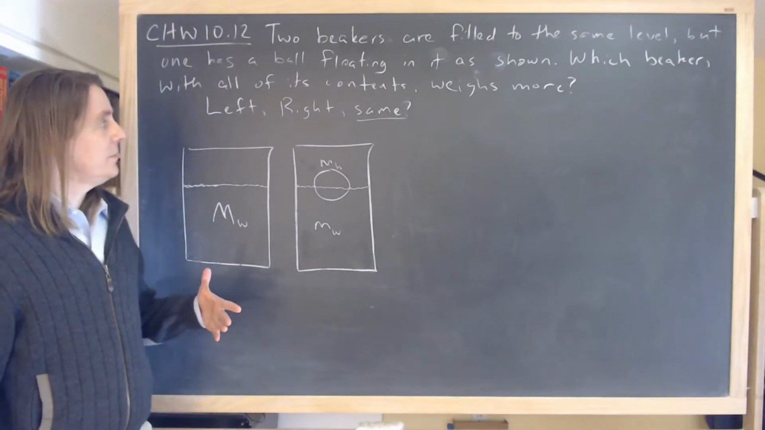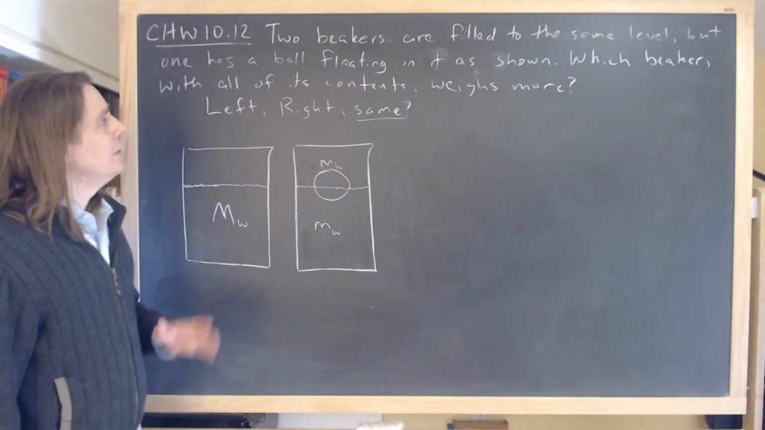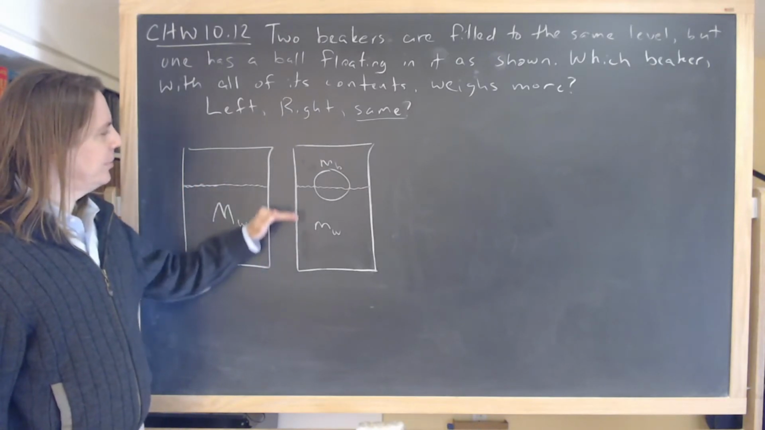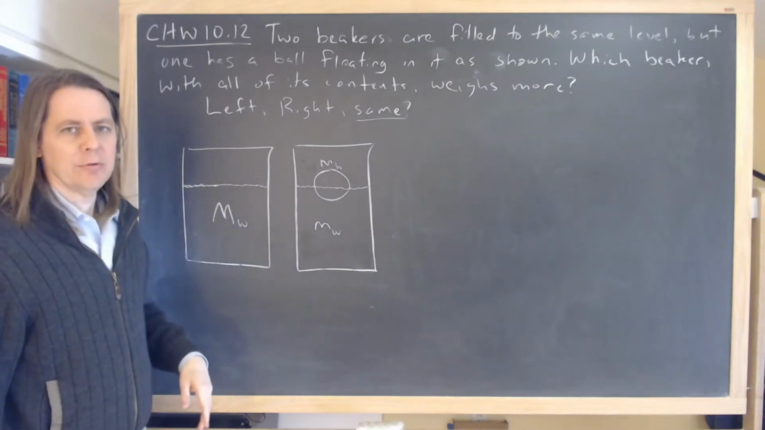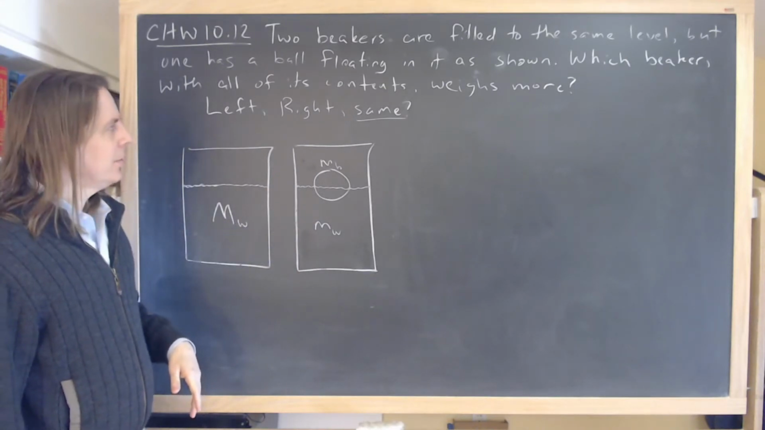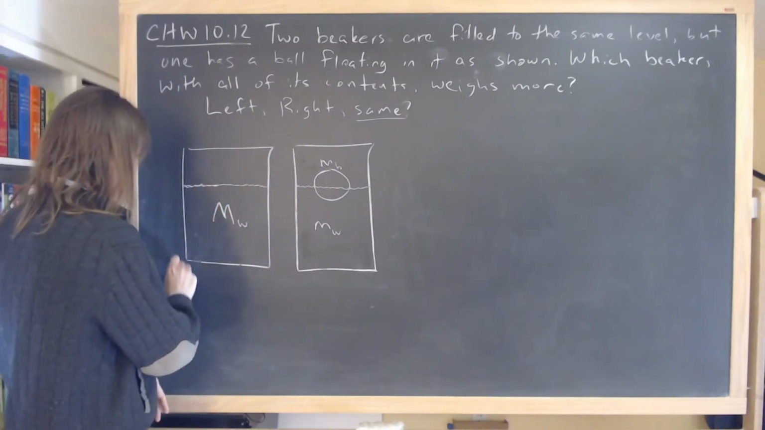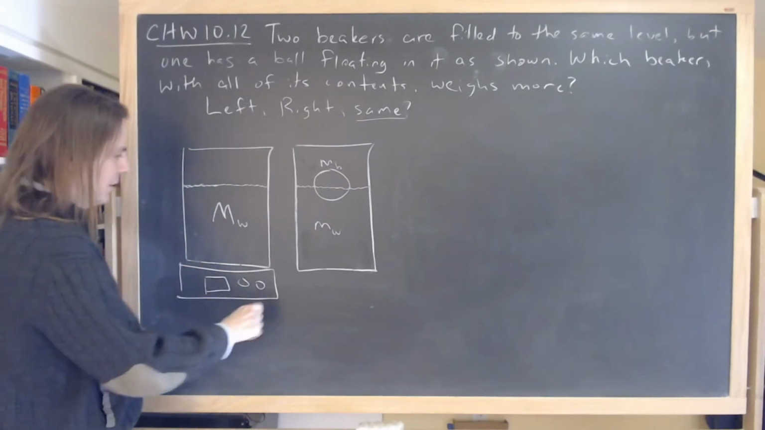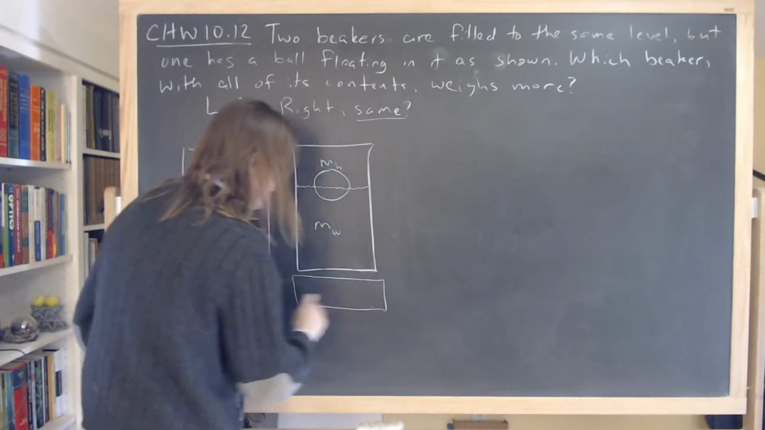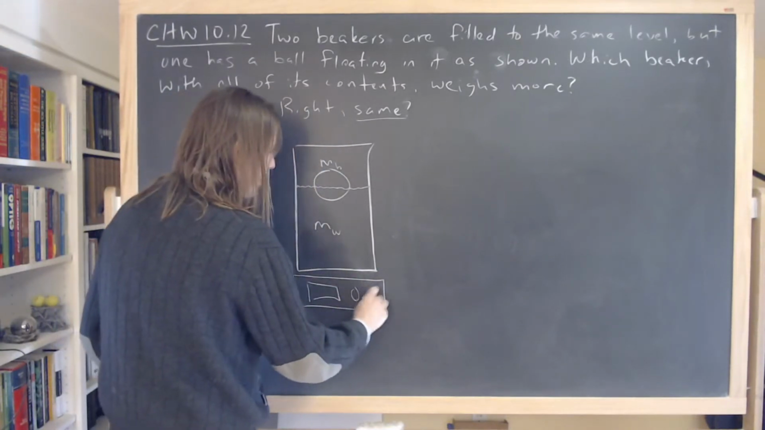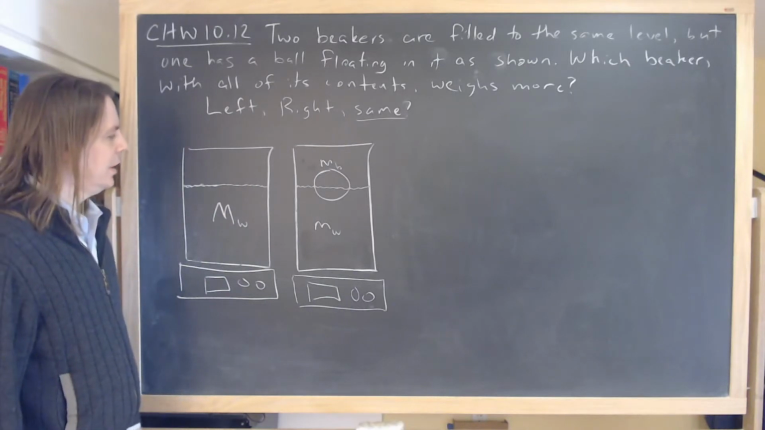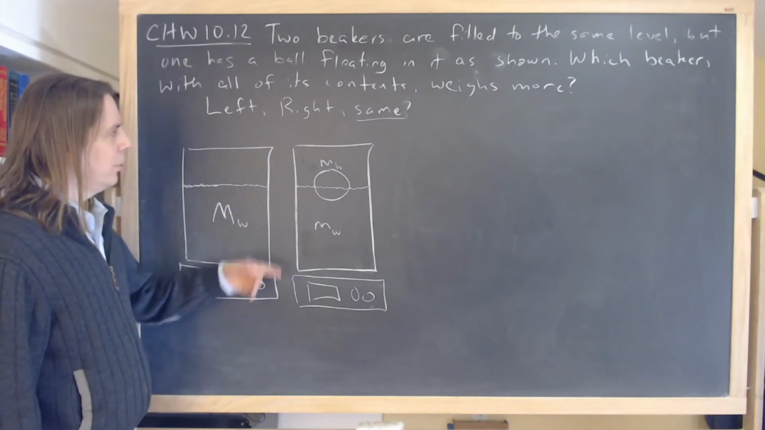So here is kind of a thought problem. We have two beakers, identical beakers, and they're filled with water to the same level, but one of them has a ball floating in it. All right, and then the question is, if we were to put these on scales and weigh them, identical scales even, although they don't have to be identical. Which one would weigh more in this case? Would this one weigh more, would this one weigh more, or would they weigh the same?